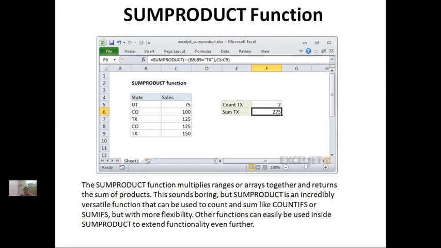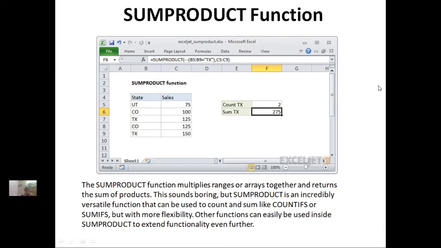Okay, you have C5 to C9, count TX, then sum TX is 275. Now what is the condition he is saying? B5 to B9 it should be TX, so that there are two TX's, and C5 to C9. That is 125 plus 150, that is 275. Count of TX is 2. How many TX's are there? 2. It is giving the output 2 and sum of TX 275.